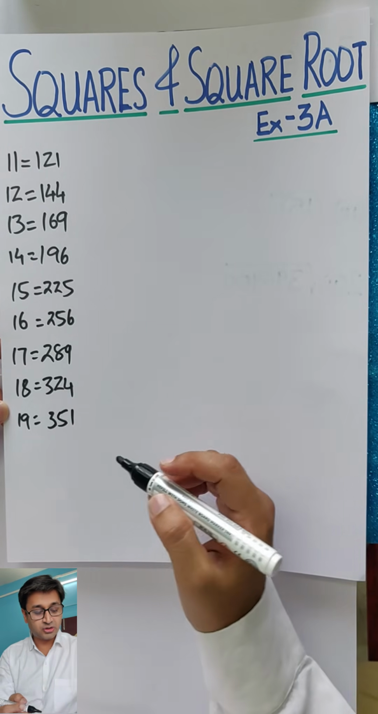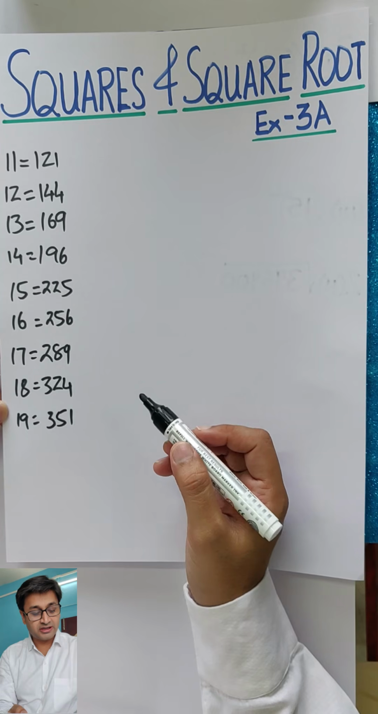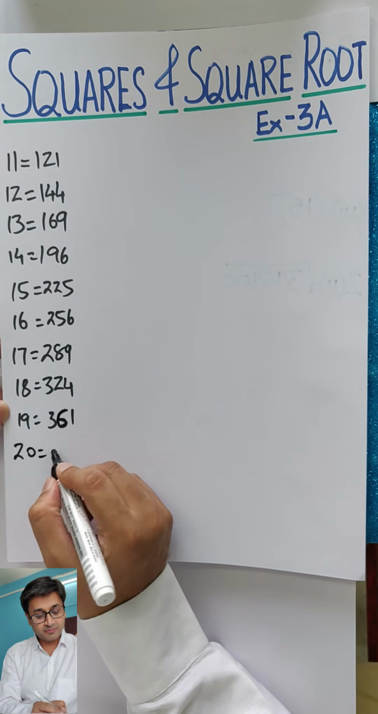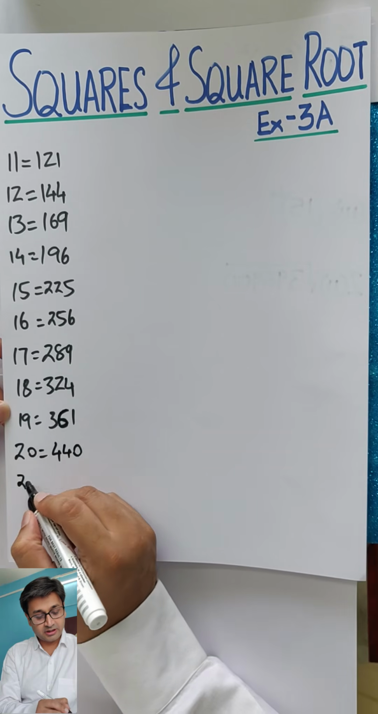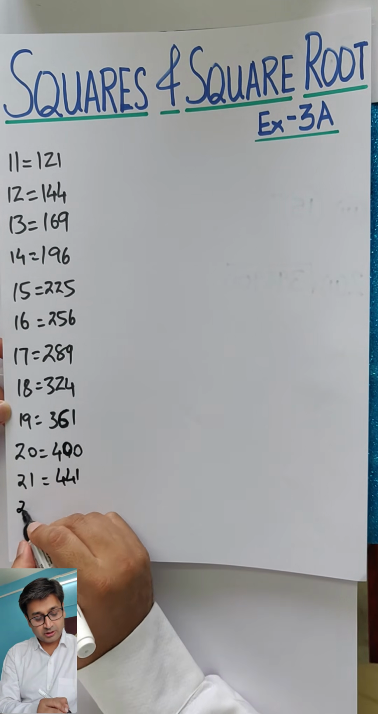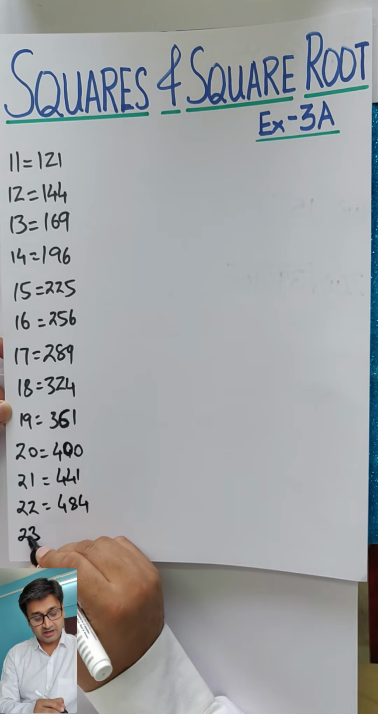Let me check. 19 square, so 9 ones are 9, 9 twos are 18, 18 plus 8, 26. It's 361, my bad. 20, 400. 21, 441. 22, 484. 23, anyone knows?